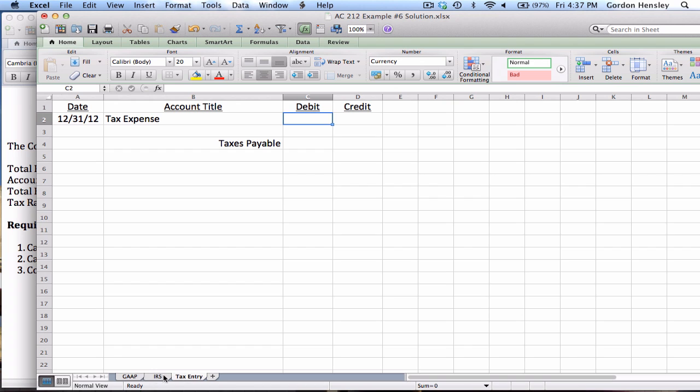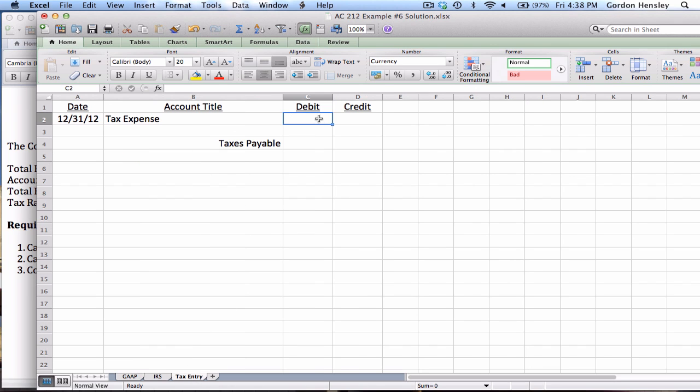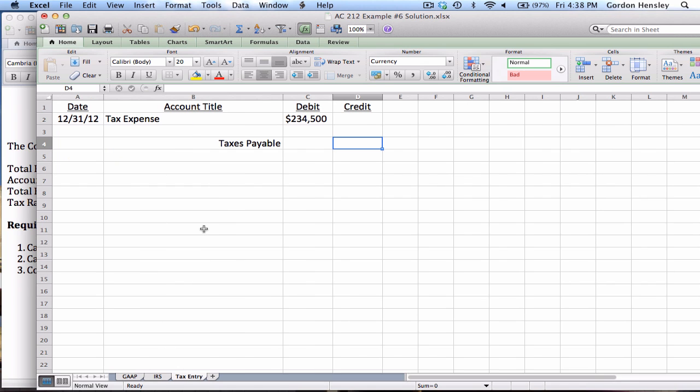Now here's where my labeling comes in handy. Right here it says tax expense, $234,500. So I'll debit tax expense for $234,500. Then look at this one. Taxes payable, $59,500. So I'll credit taxes payable $59,500. So see how part 1 and 2 feed into my journal entry.